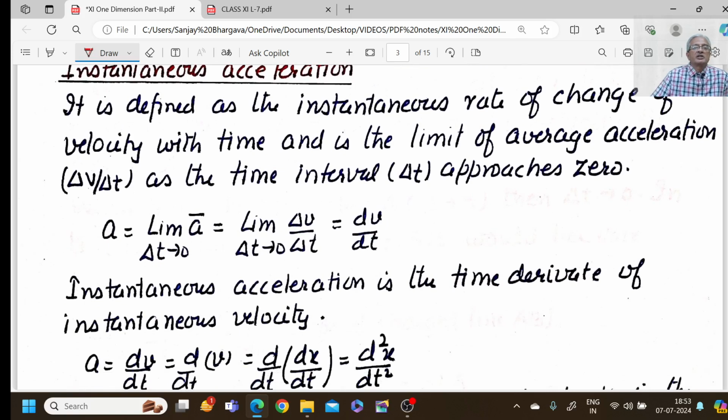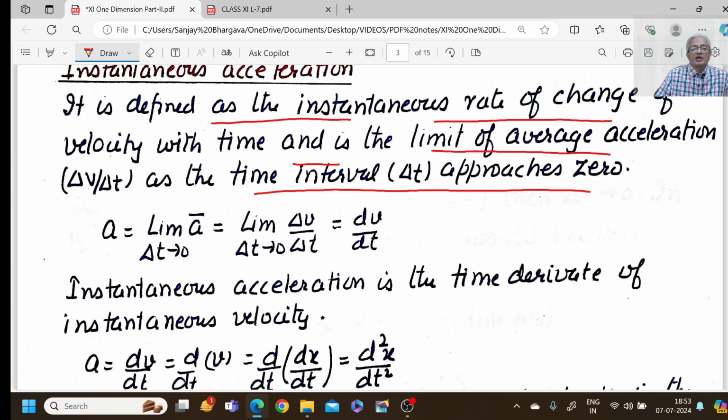Instantaneous acceleration. It is defined as the instantaneous rate of change of velocity with time and is the limit of average acceleration as the time interval delta t approaches 0. So instantaneous acceleration is the limit as delta t tends to 0 of delta v by delta t, which can be written as dv by dt. Instantaneous acceleration is the time derivative of instantaneous velocity.